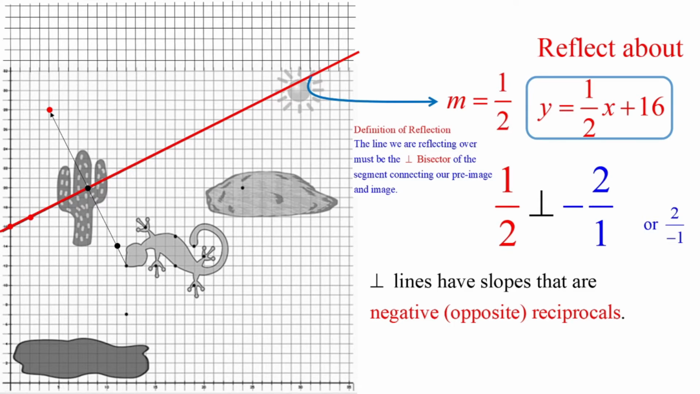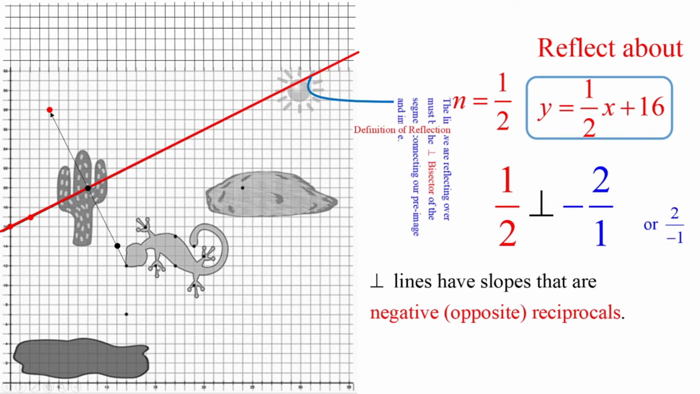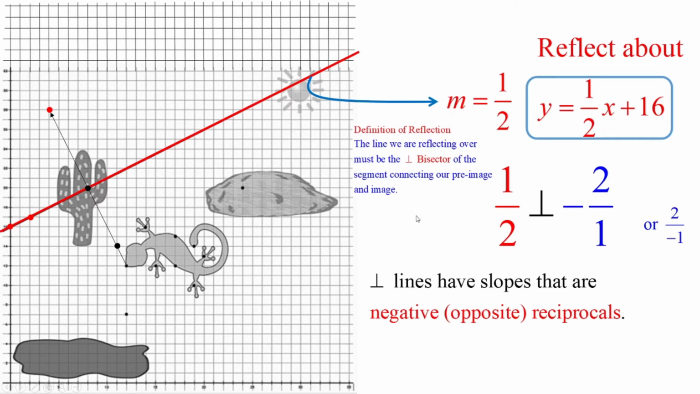Okay, now you know I'm struggling with the order of how I reflect these anchor points right here, but I believe the next one is the upper left hand right there. So what did I call that again? Yeah, that was perfect. Oh, let me talk about one more thing though. Let's see this definition right here. Remember, the line we are reflecting over must be the perpendicular bisector of the segment connecting our pre-image and image. Okay, so bisector means that this red line of reflection bisects this segment from the tip of the nose to the image on the other side.